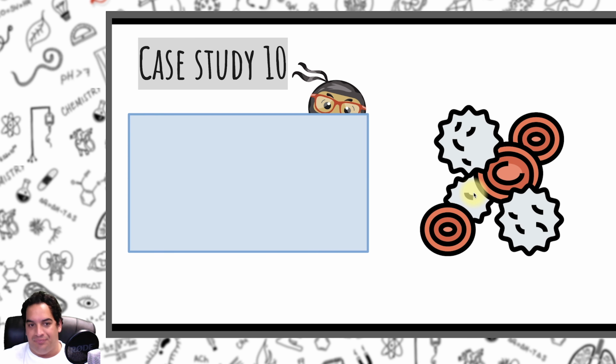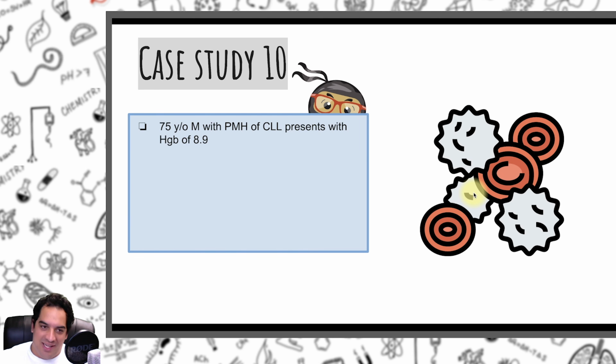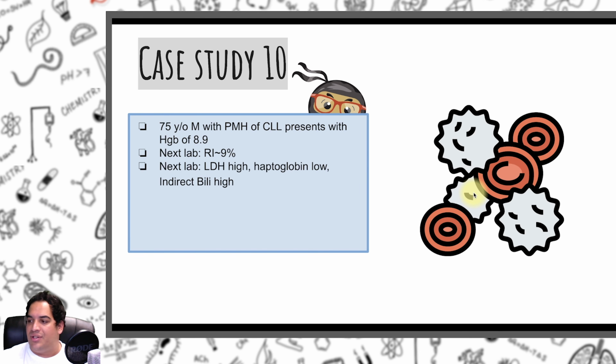Case study 10. You get a 75-year-old male, past medical history of CLL, chronic lymphocytic leukemia, presents with a hemoglobin of 8.9. That's anemic. What do we got to do? Check the retic. Retic is 9. What does that mean? It's not a decreased production. It's an increased destruction or loss problem. How do I determine if it's an increased destruction or an increase in loss? Hemolytic labs. My LDH is high. My haptoglobin's low. My indirect bili is high. That's evidence of hemolysis. What do I check after hemolysis is present? A DAT. Why do I check a DAT or a Coombs test? To see if it's autoimmune.